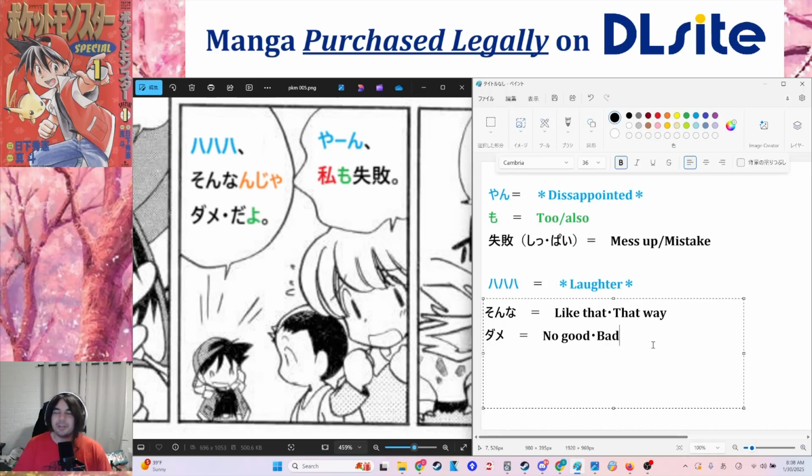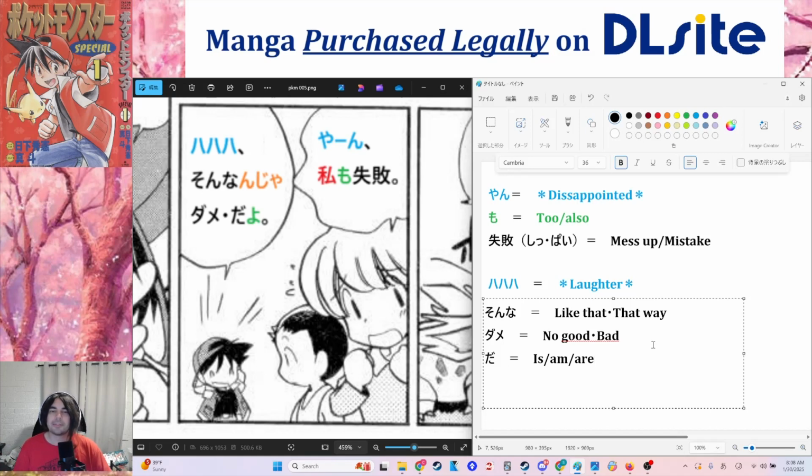Speaking of which, we have the last word in today's session, da. We've already gone over da before. It's the Japanese word for is. It can also extend to am and are as well, because the Japanese does not differentiate between those concepts.